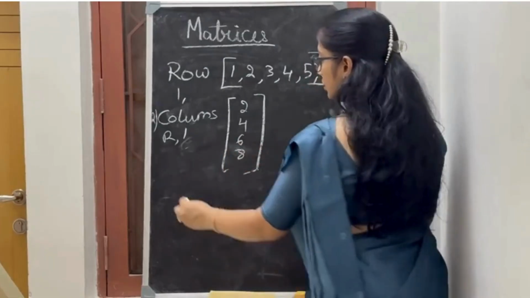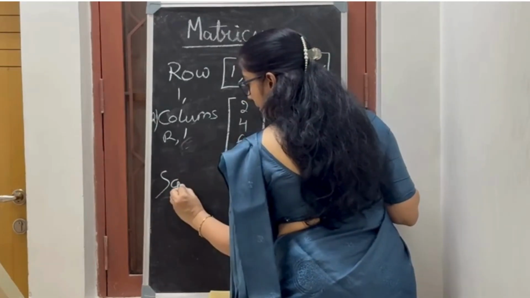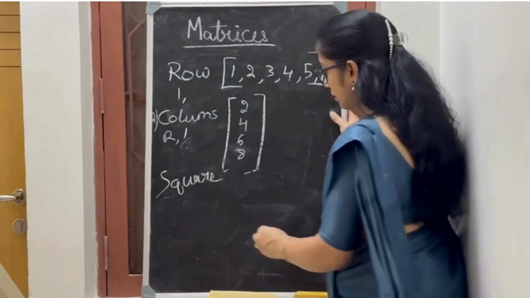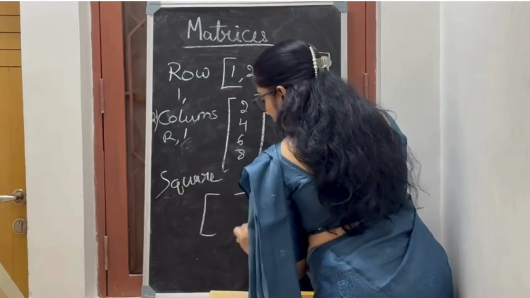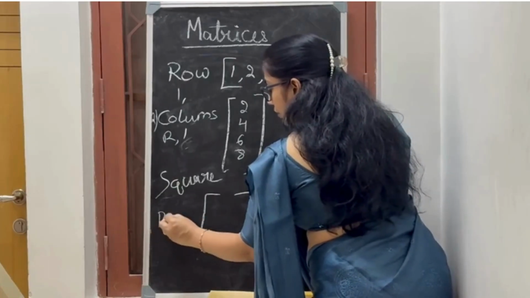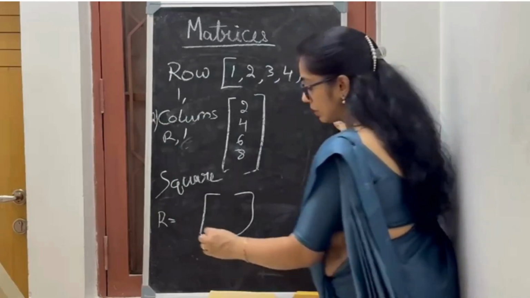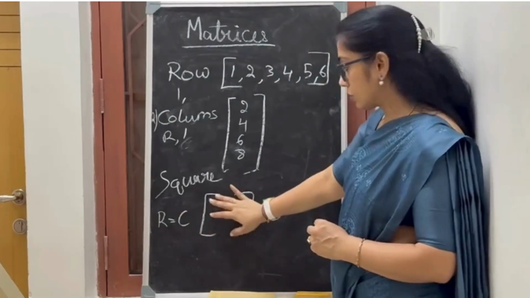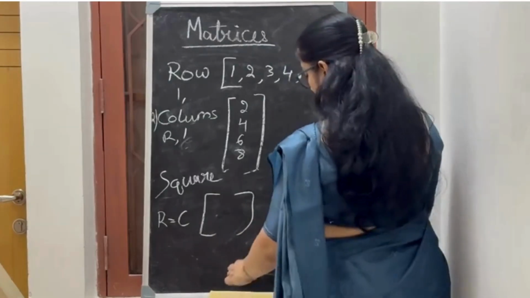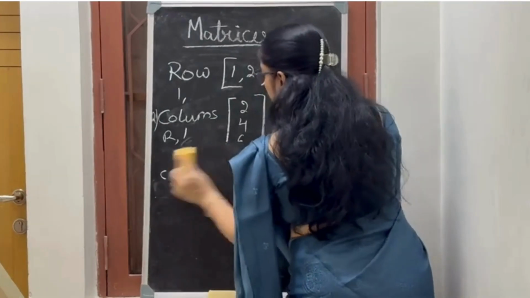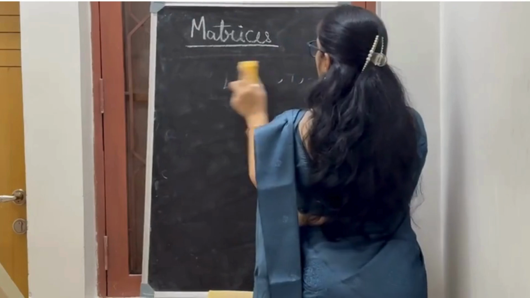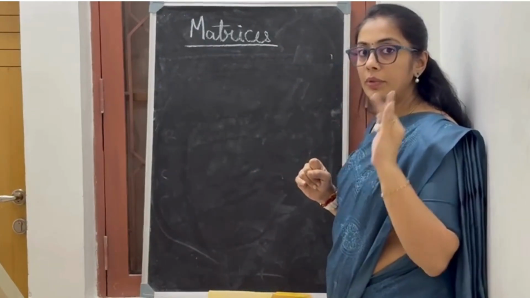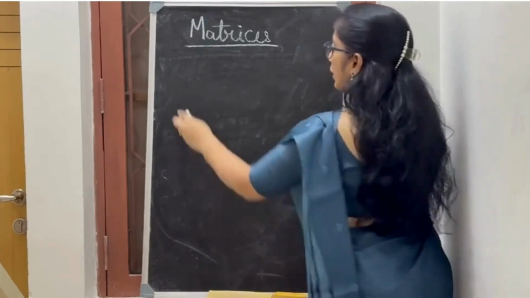Then comes the square matrix. In a square matrix, the number of rows and the number of columns are equal. If there are 2 rows, there will be 2 columns. If there are 3 rows, there will be 3 columns. Rows and columns are equal, so it is called a square matrix. Row, column and square are done. Now rectangular.